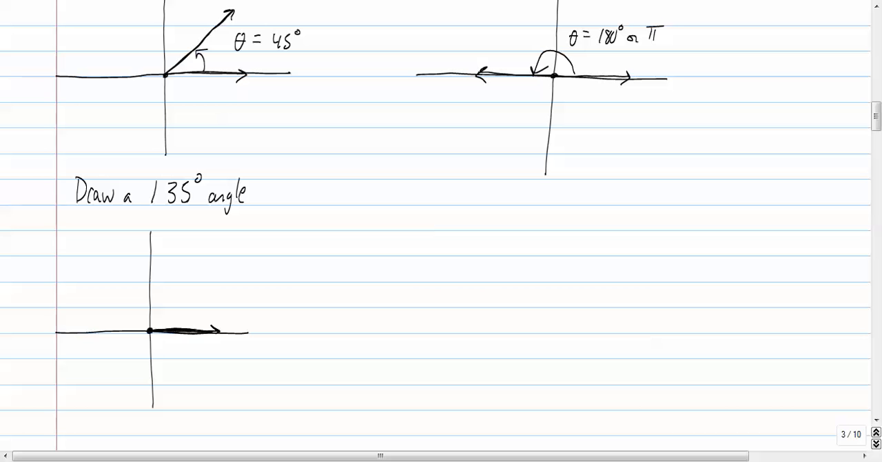So, if I have an initial side here on the positive x-axis, if I go to the positive y-axis, that's 90 degrees. And then, how much further do I have to go past 90? So you say 135 degrees minus 90 degrees, you'd have 45 degrees. And we know 45 degrees is halfway. So we just go halfway between the positive y-axis and the negative x-axis. Draw your terminal side. So that is an angle measure of 135 degrees. So I could say theta equals 135 degrees.